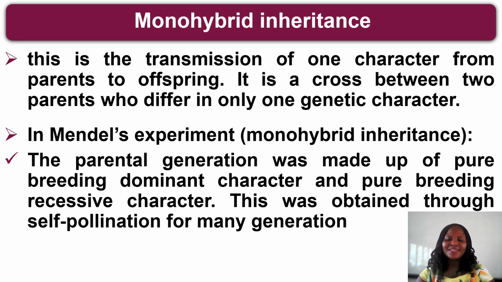Now, why did Mendel choose a pea plant? Mendel chose a pea plant because he realized that the pea plant has a short lifespan, and the pea plant also contains a lot of characters that he can study. Then he can also monitor or control the pollination of the pea plant.